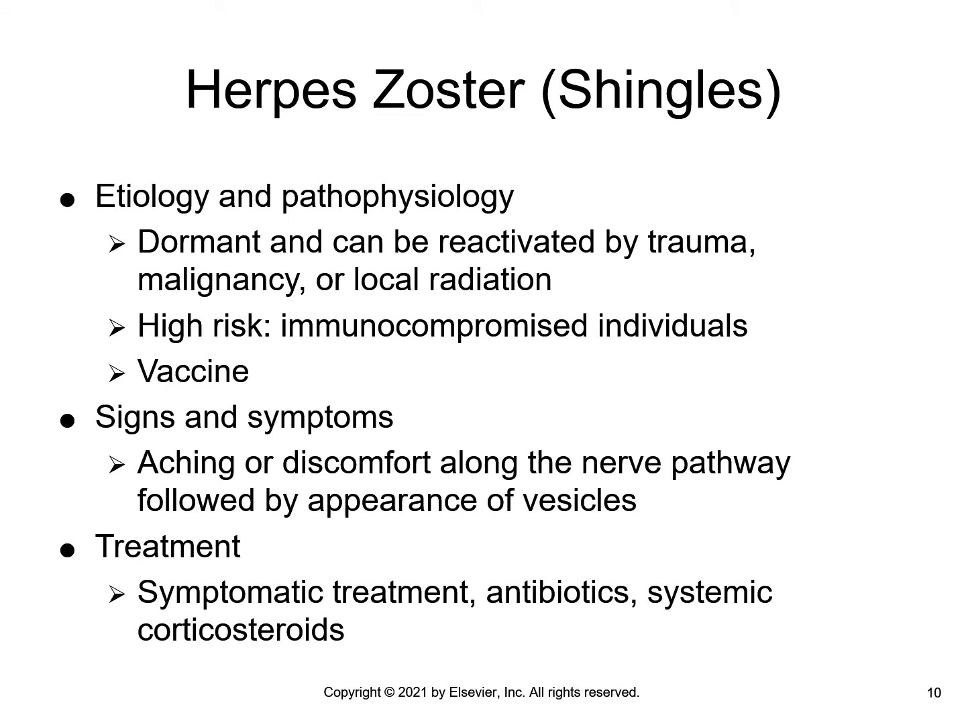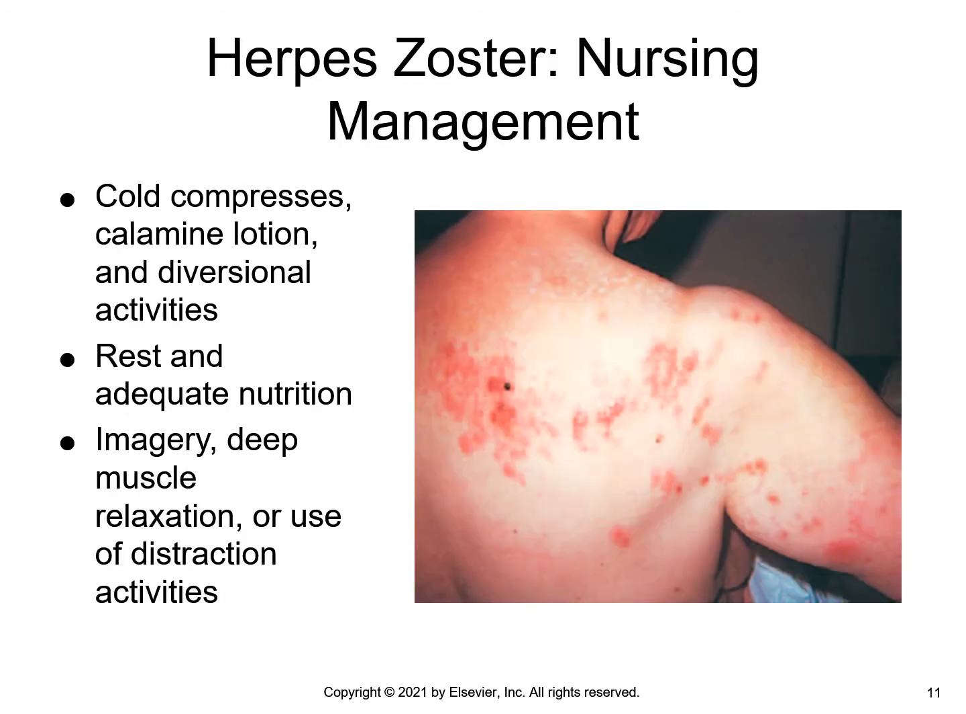3 to 5 days after the onset, small groups of vesicles will appear on the skin, usually found on the trunk and spread halfway around the body, following the nerve pathways leading from the spinal nerve to the skin. The care includes symptomatic relief from the pain and the itching, as well as the prevention of a secondary bacterial infection.